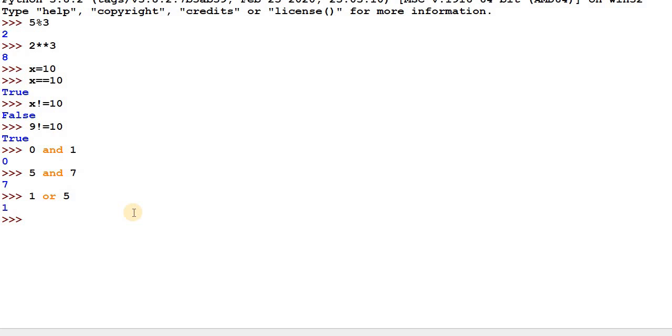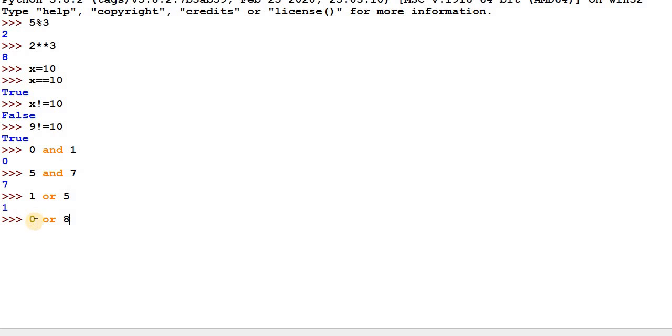Okay, suppose the first operand is false, and the second operand is true. So the first operand 0 is treated as false, because 0 is treated as false, and here 8, because it is a number, so any number other than 0 is treated as true.